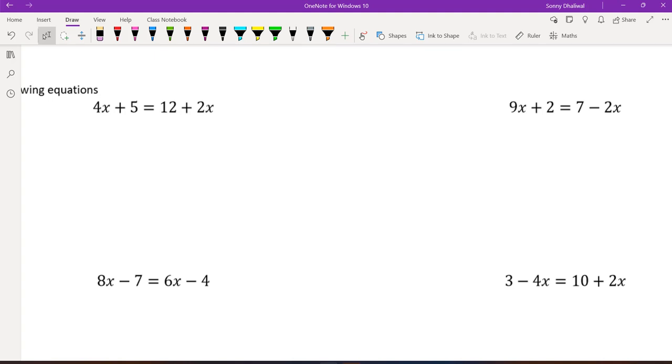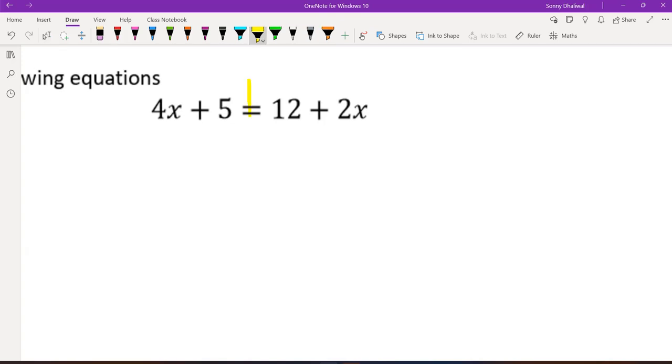It's all about collecting like terms, like we did in November and December in the polynomials unit. So if you have a question like this, and we want to organize our equation with all of our x's together and all of our numbers together. So the first decision is, where do you want to put the x's? Left side or right side?